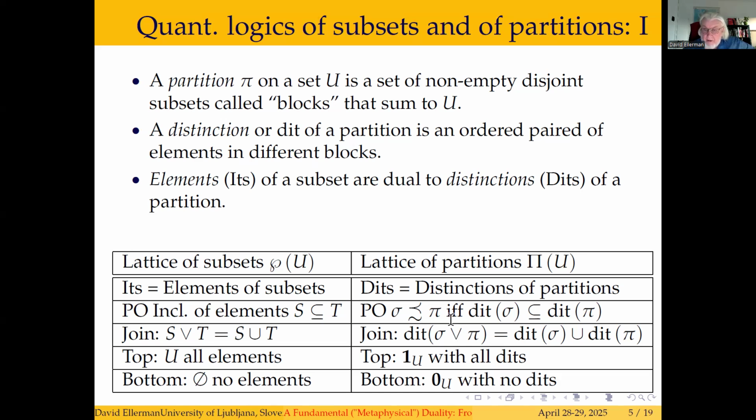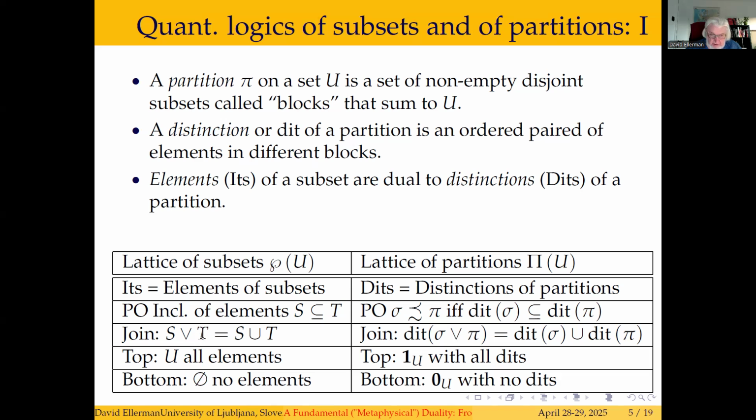But that turns out to be completely equivalent to just saying that the set of distinctions of sigma, the set of ordered pairs in different blocks, is included in the set of distinctions of pi. So the partial order in the Boolean lattice is inclusion of elements, and the partial order here is inclusion of distinctions. So we see that distinctions and elements are dual concepts. Same thing for the join.